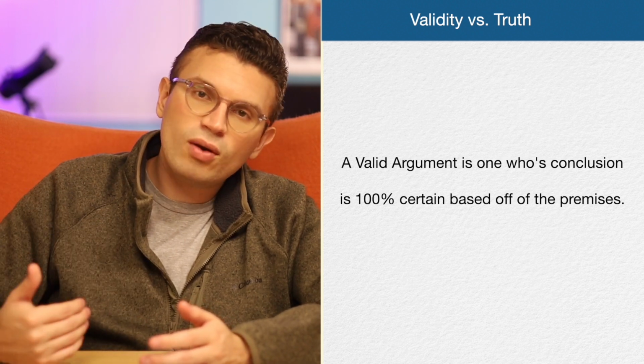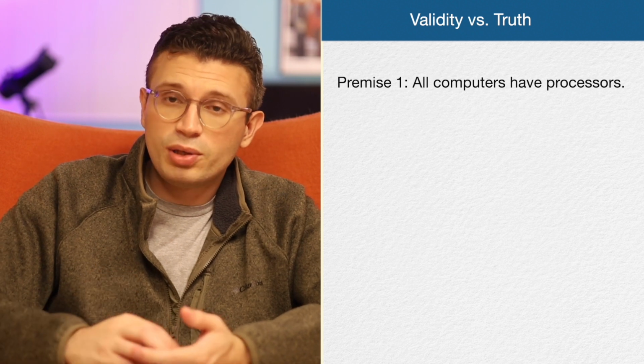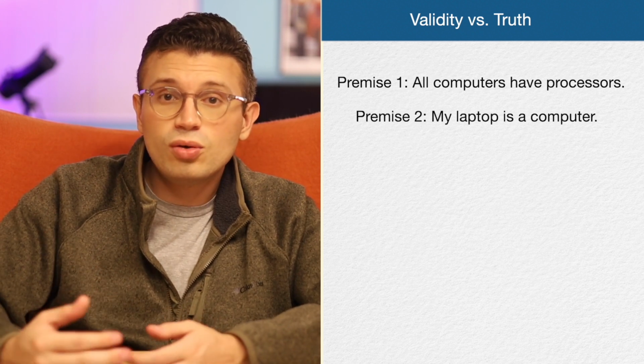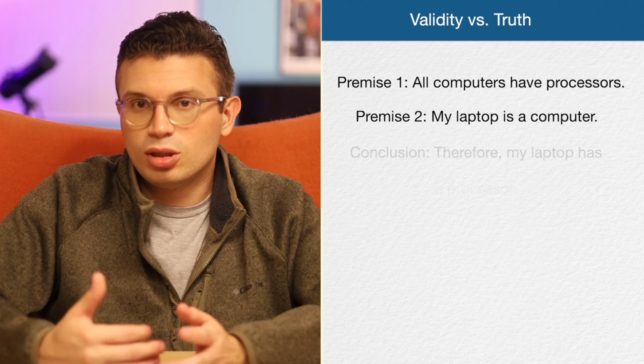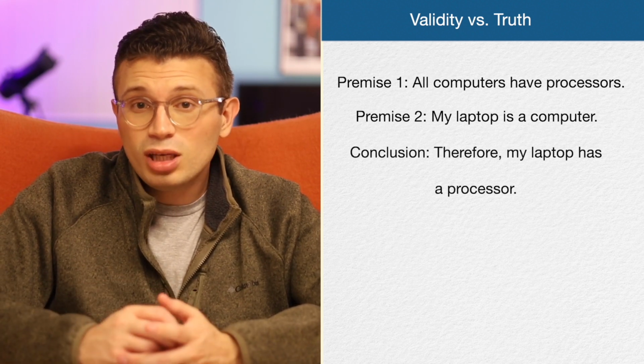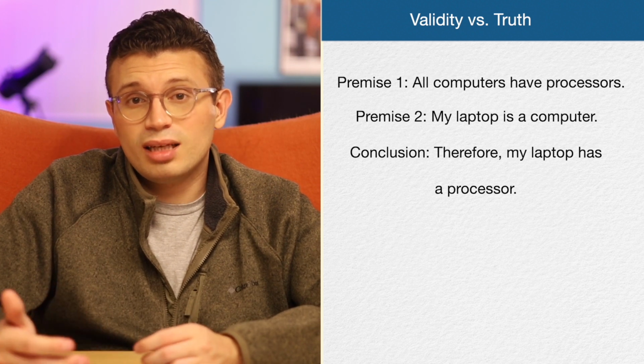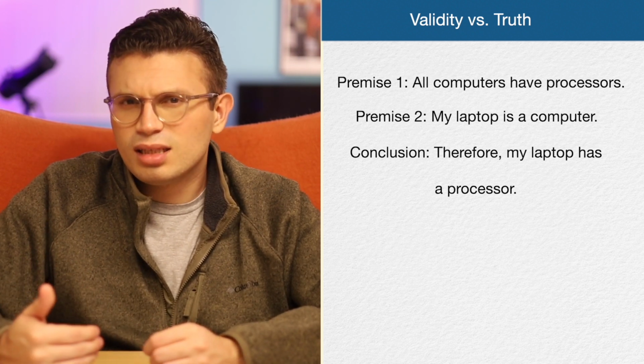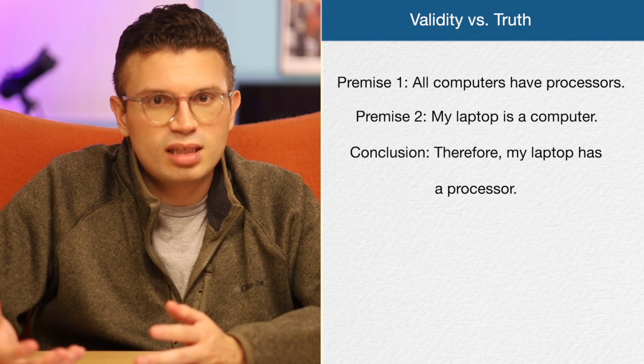All right, let's see why real quick using my example from earlier. Premise 1, all computers have processors. Premise 2, my laptop is a computer. Conclusion, therefore my laptop has a processor. As an argument, when we take it all together, it's valid. But what if we want a valid sentence? Well, take one of my sentences out of the argument.